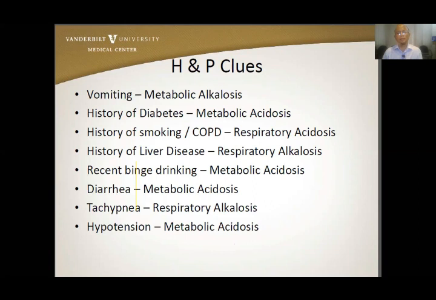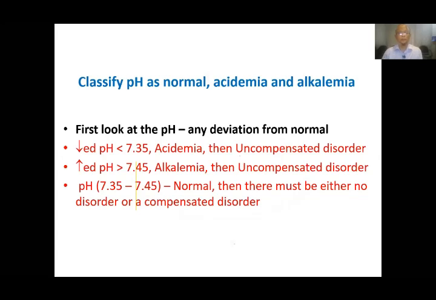If a person takes constant drink of alcohol, that may result in metabolic acidosis. In case of diarrhea, there is a metabolic acidosis. In case of tachypnea, there will be respiratory alkalosis. In case of hypotension, there is usually metabolic acidosis. Say in case of cardiogenic shock or in a peripheral circulatory failure, it results in metabolic acidosis.